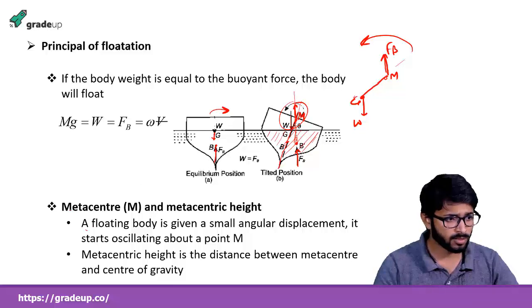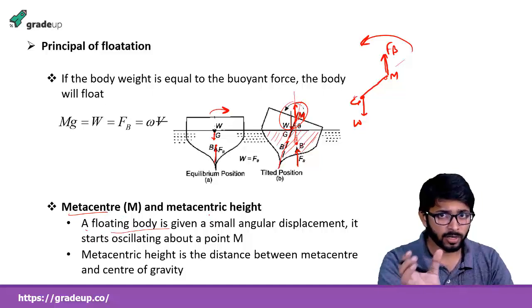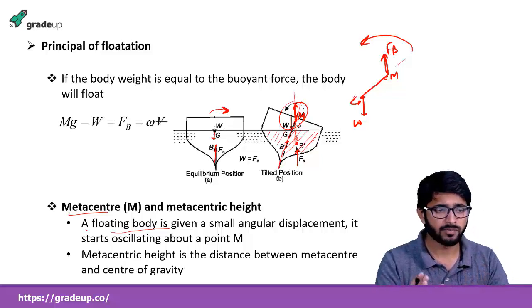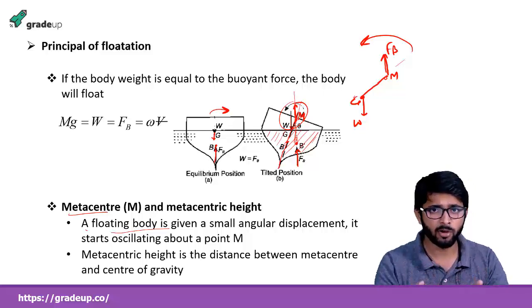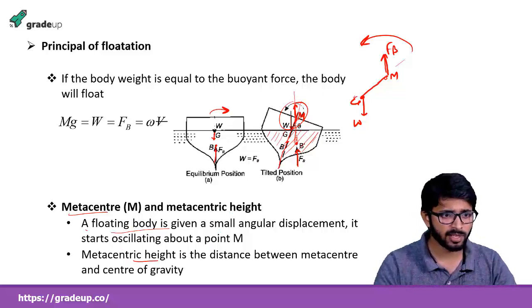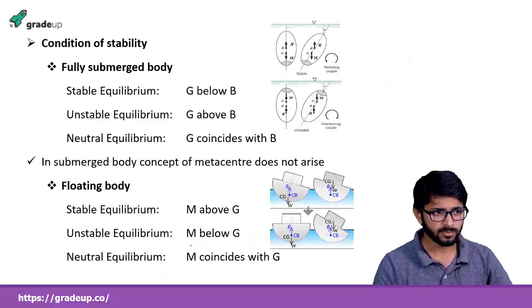So what is the metacenter? Whenever a floating body is given an angular displacement, the body starts to oscillate about a point. This point is M. So whenever the body is given a small displacement, it will oscillate about the metacenter. The metacentric height is the distance between the metacenter and the center of gravity.